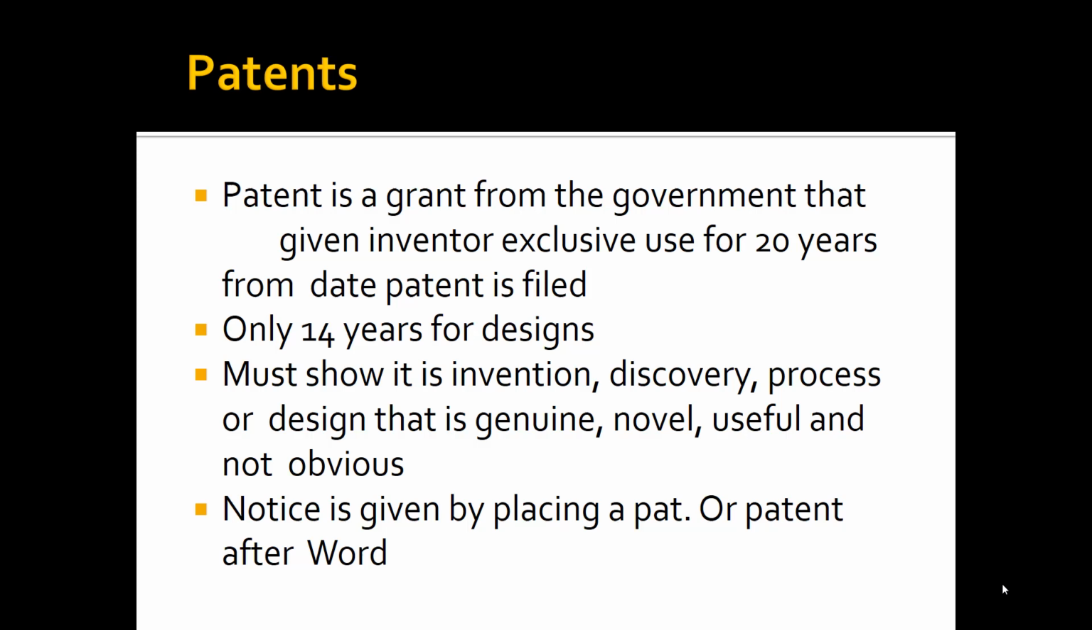So a patent is a little bit different. A patent still revolves around intellectual property. It's a grant from the government that gives the inventor up to 20 years, 14 years for designs, but it's going to give them a number of years protection for what they invent. Now you have to show that it's an invention, a discovery, a process that is unique and not obvious. And what you do is you file, and then you give notice that you have a patent or patent pending after your word.